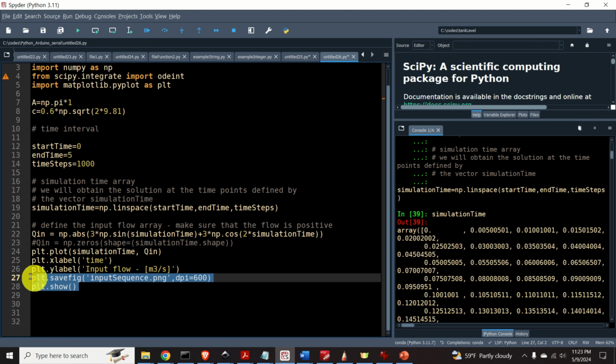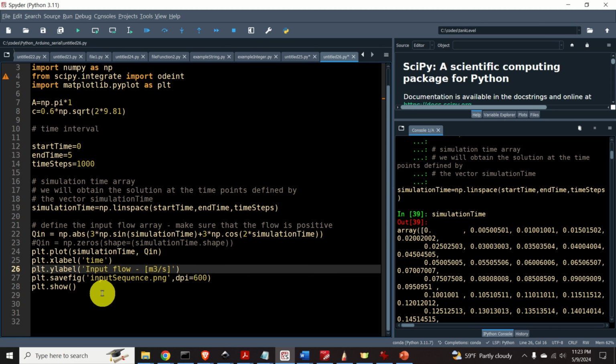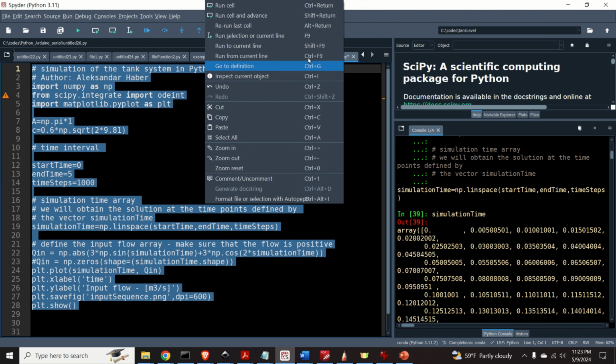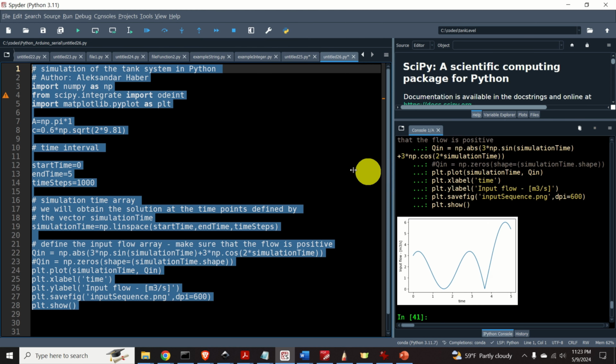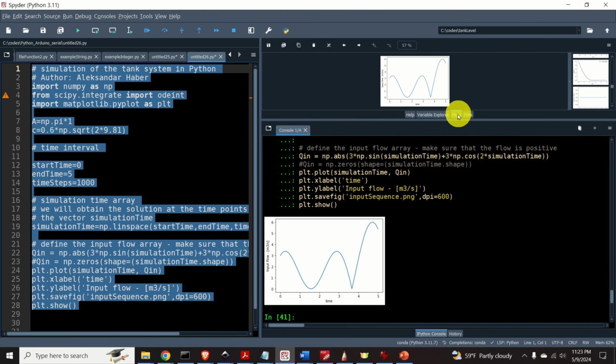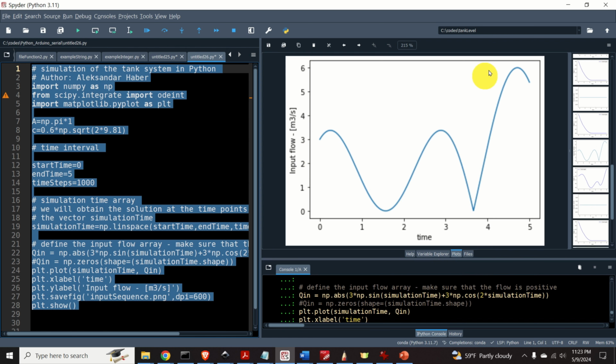And let's plot over here our input. Here it is. You can also see it over here. Looks very nice. So this will be the input flow rate to our system.